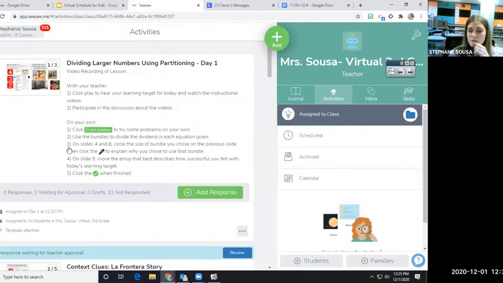As you are adding the response, I'm going to be reading the directions to you. Click add response to try some problems on your own. Use the bundles to divide the dividend in each equation given. On slides 4 and 8, circle the size of the bundles you chose on the previous slide. Then click the microphone to explain why you chose to use that bundle. On slide 9, move the emoji that best describes how successful you felt with today's learning target. Click the check when finished.